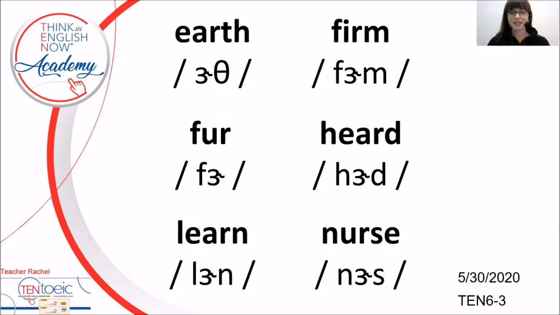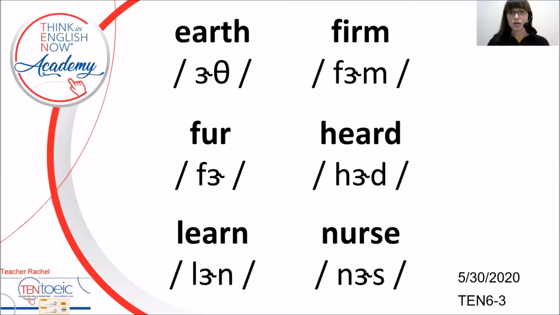Our next one, fur. This describes the hair of an animal. So a dog has fur, not hair. A cat has fur, not hair. Heard. This is the past tense of the word hear. So the past tense of hear. So yesterday, I heard the music on the street.